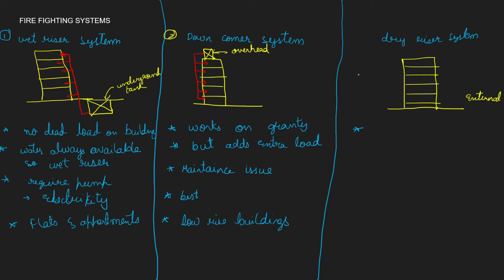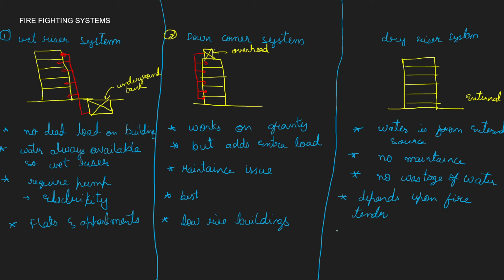Next is dry riser. Here the water is from an external source, but no maintenance is the main advantage. No maintenance is required, no wastage of water. But this type of system always relies on external supply. This depends upon the fire tender. These types of systems are used in institutes, malls, mall buildings, etc. This is about firefighting systems.